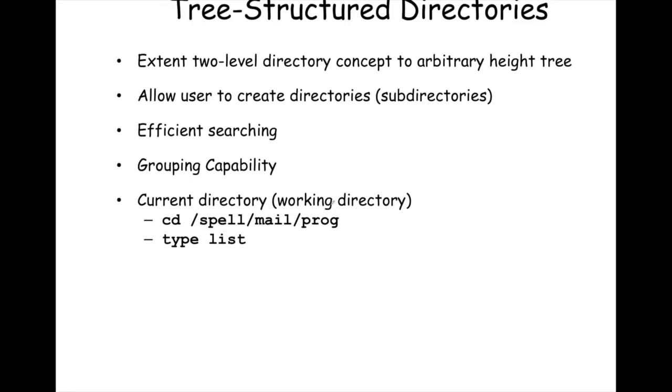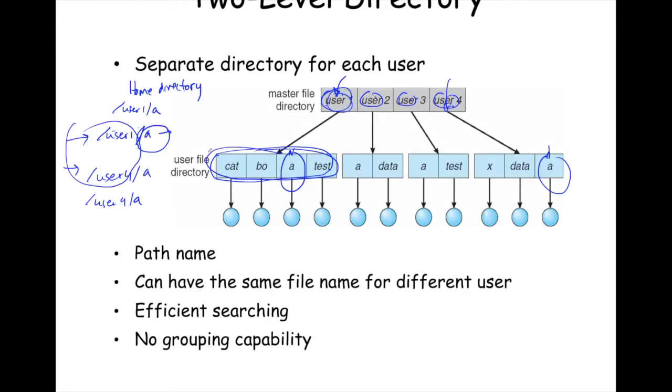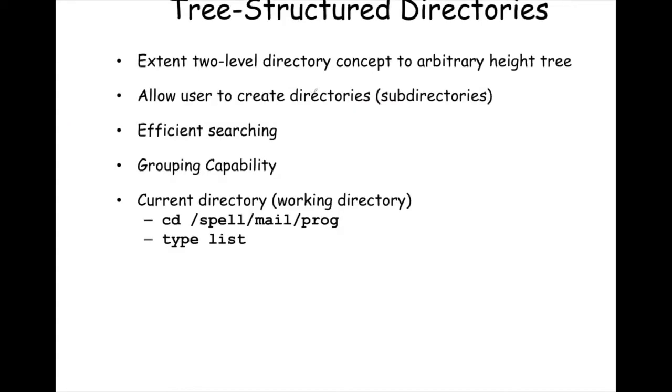And so we have also a tree structured directory, and this extends the two-level directory structure concepts so you can have an arbitrary height tree. In the two-level, we had our master directory, and then we had our user directories. Now, if we extend this and have arbitrary directory entries that we can have as files on disk, well, then you can have arbitrary heights of this tree. So you allow your users to create directories. In this case, those user-created directories are called your subdirectories. And this gives you very efficient searching and grouping capability because you can arbitrarily put things for different purposes in a subdirectory of your choosing.